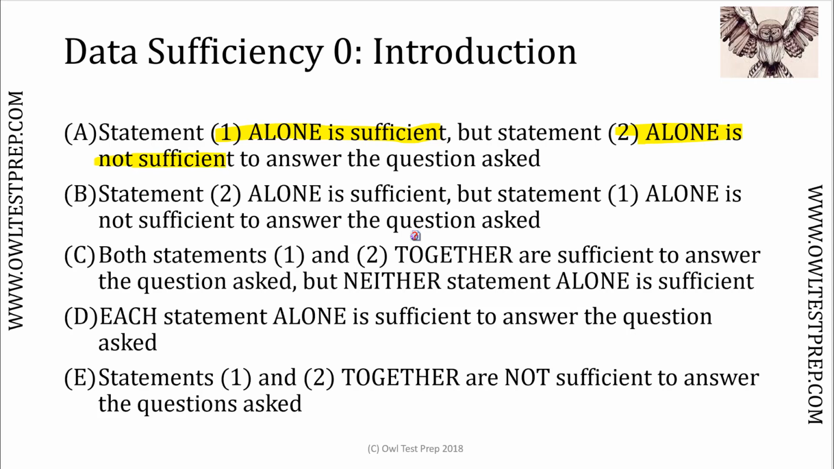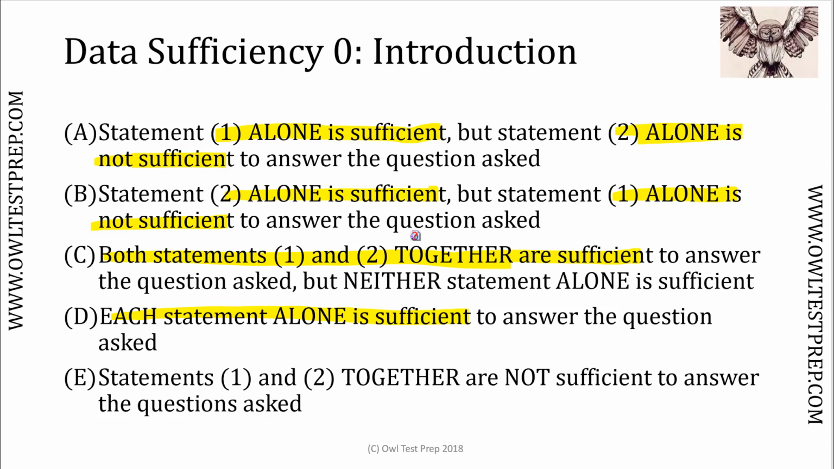And then answer B, we've got 2 alone is sufficient, but statement 1 alone is not sufficient. So these are kind of like the converse of each other. 1 works, but 2 doesn't, or 2 works, but 1 doesn't. Answer C is both statements together are sufficient. So you need to put the two statements together and kind of combine them in some way to answer the question. Answer D says that each alone is sufficient. So you can use 1 by itself, and you can use 2 by itself to answer the question.